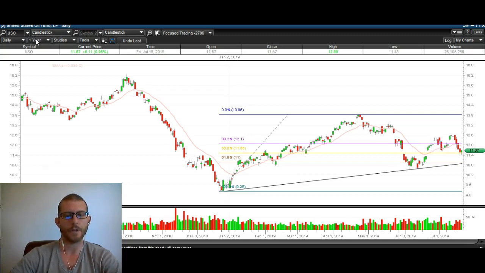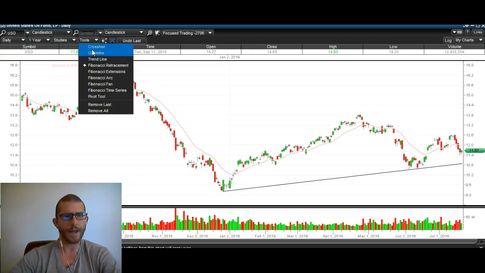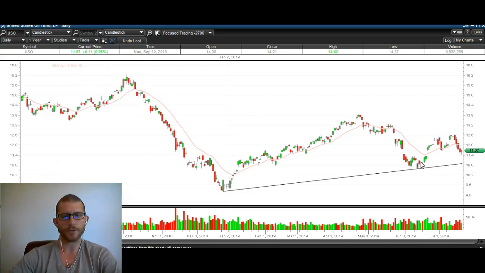Now let's kind of narrow it down to what's going on right now. So I am going to zoom in, but first I want to show you that we've got this trend line here, still here. We also have this Fibonacci retracement level. If you draw it from the low here to the high here, you can see that 61.8 Fibonacci retracement level is right around there. Okay.